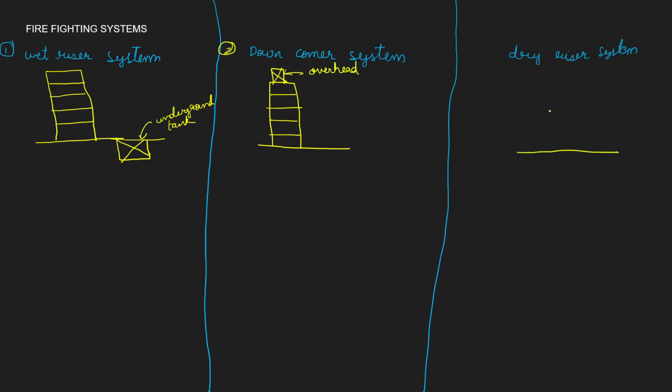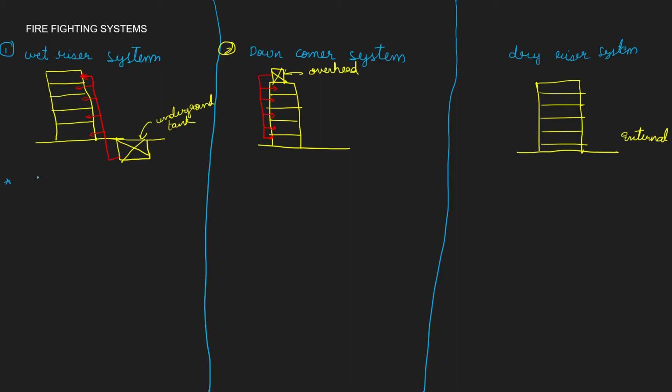In case of dry riser, you don't have any kind of tanks here. The source is external. Water supply should be from an external device. So for wet riser, water is sent from below with the help of electricity, that is a pump, to each level. In case of overhead, you don't require a pump. With the help of gravity, the water gets supplied. Only for filling the tanks, you require the pump.